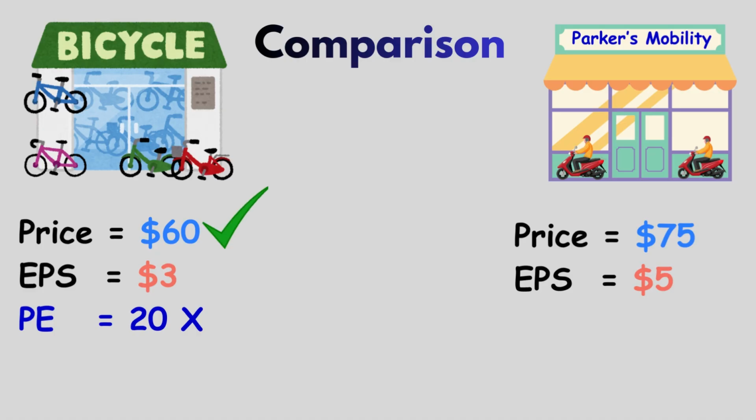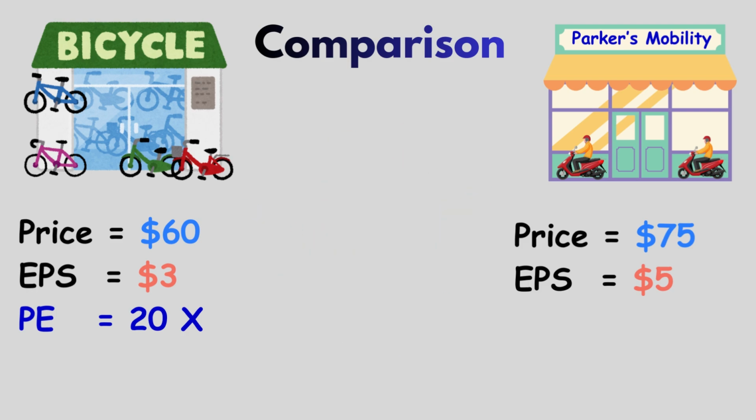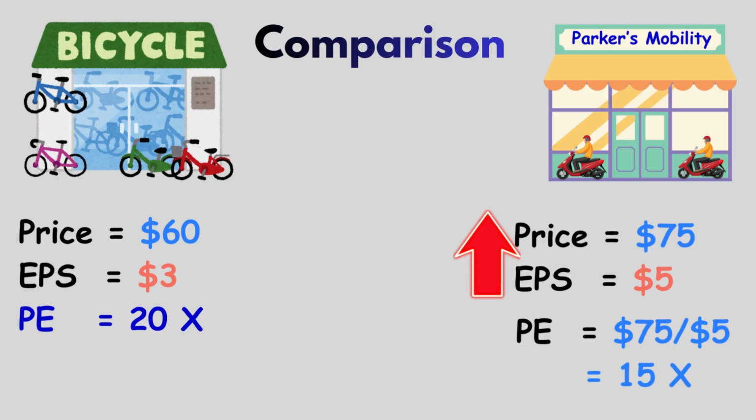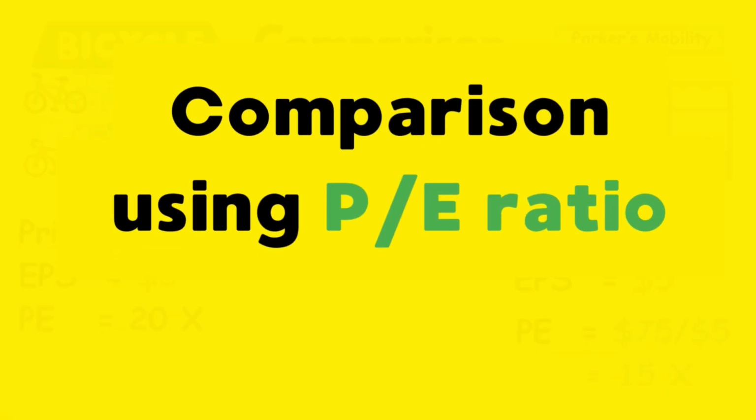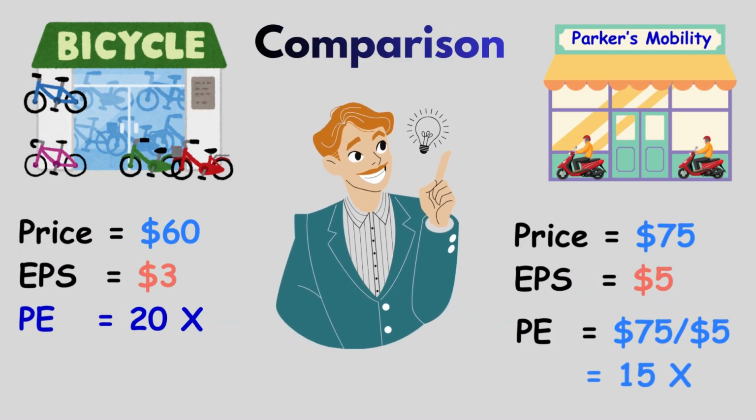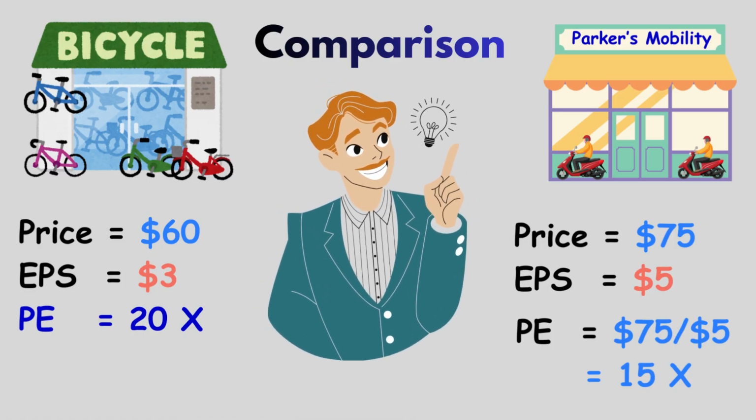At first glance, you might assume Riley stock is the better deal simply because it costs less per share. However, share price alone doesn't tell the whole story. When we calculate Parker's P/E ratio by dividing $75 by $5, we get a multiple of 15. Even though Parker's stock has a higher share price, it actually offers more earnings per share. By comparing these two companies on an equal footing using the P/E ratio, we can see that Parker's Mobility Co.